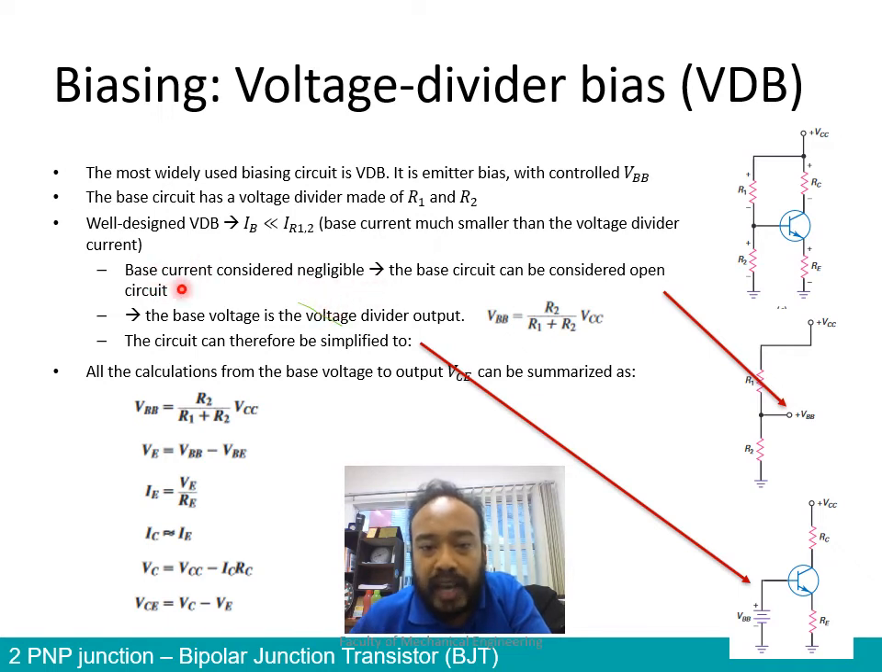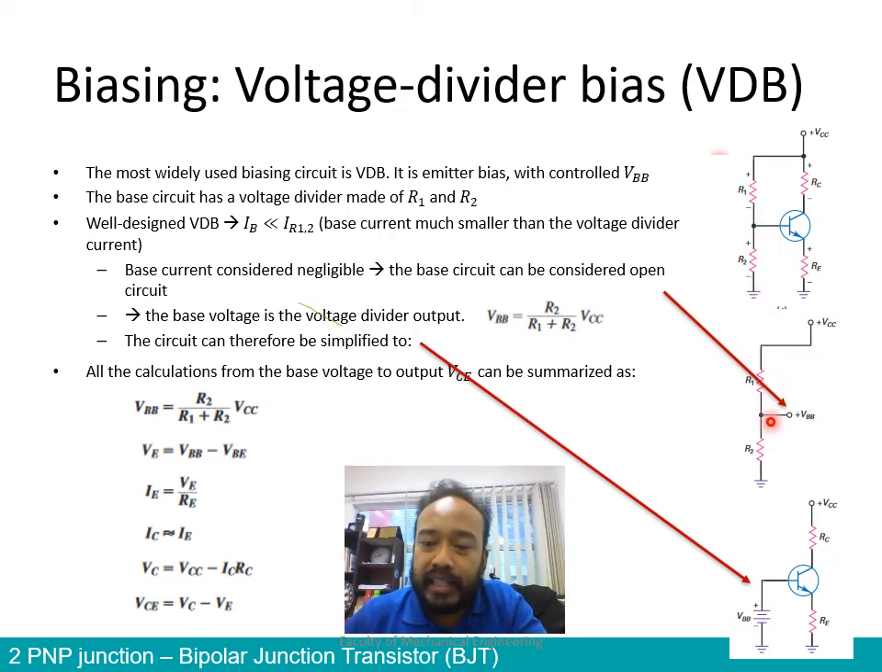So it needs to be as small as possible in comparison to IR1 and IR2, the currents through the voltage divider, so that it could be considered negligible. If you consider it negligible, then the base circuit can be simplified into this circuit. So we have IB negligible, so it is as if there were no current at all inside the base, as if it was an open circuit.